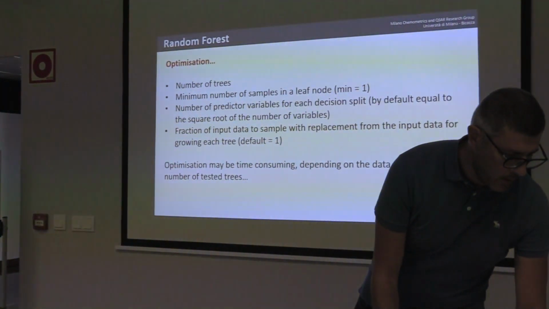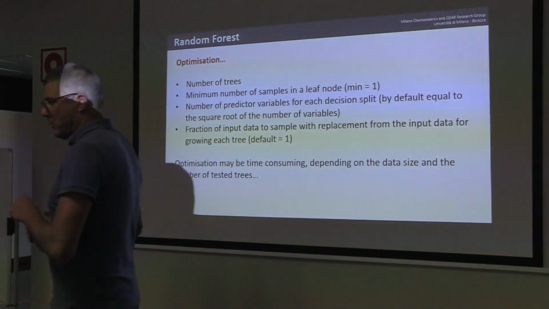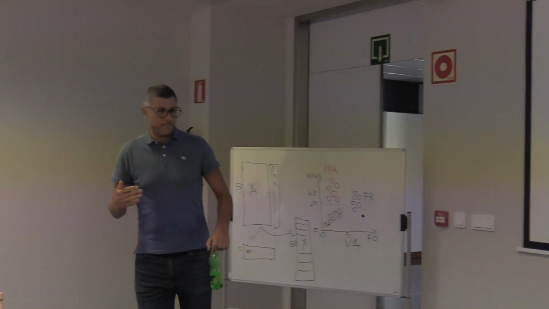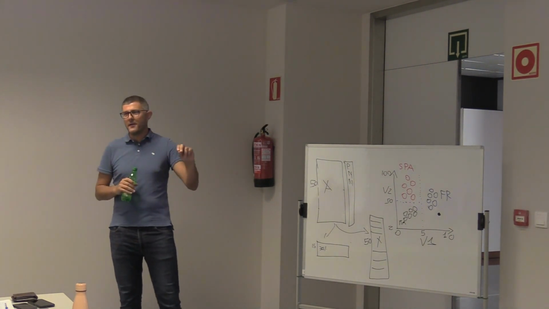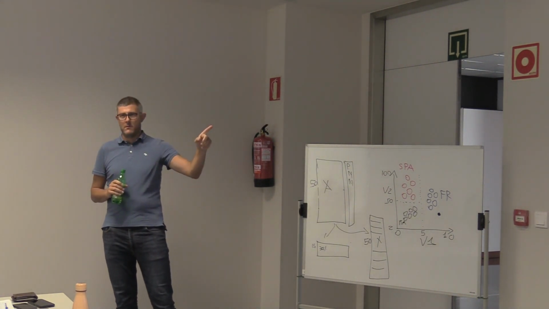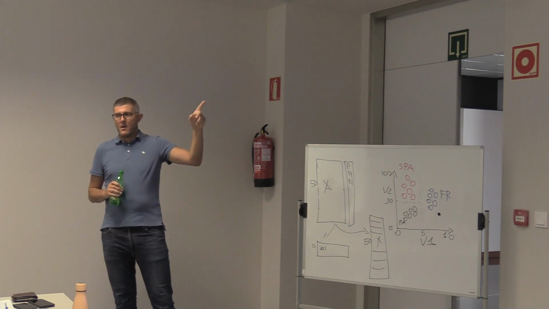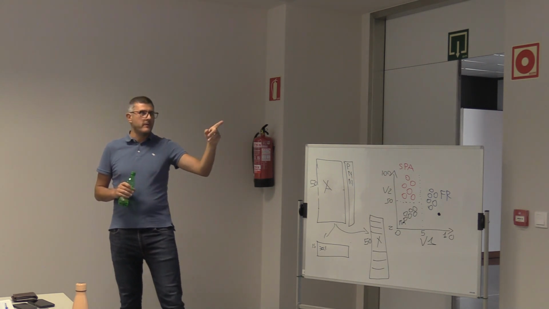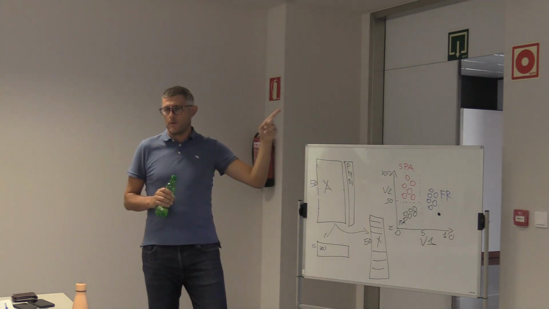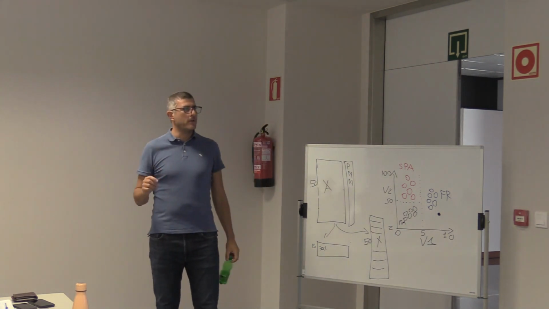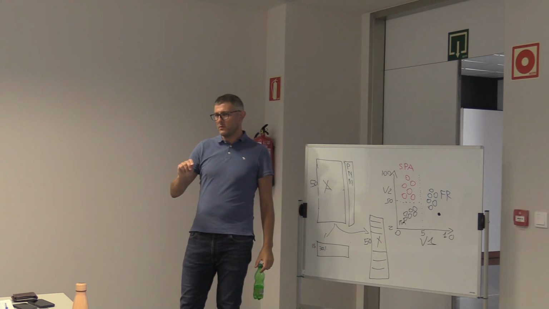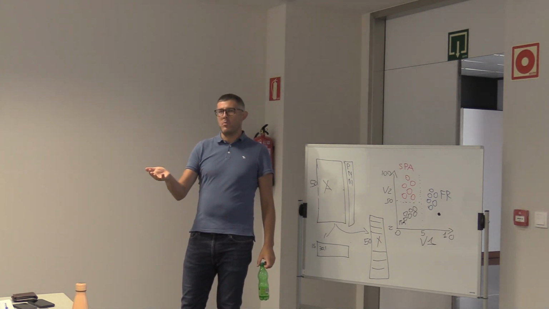Now, when you try to apply these methods, then the critical point is this one, okay? And it will be the same when we will see support vector machines, and it will be the same if we have time when we will see self-organizing networks and neural networks, okay? So the critical point is how you tune, how you select and decide the number of trees, for example, okay?